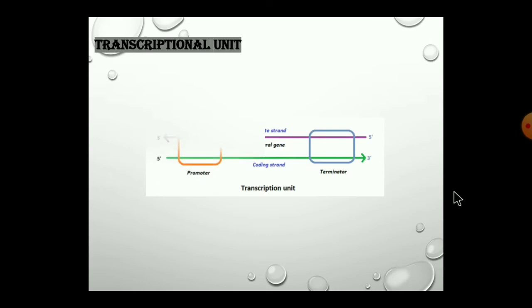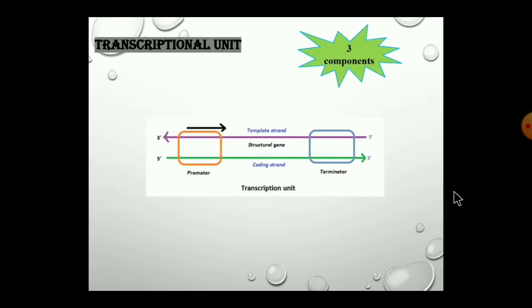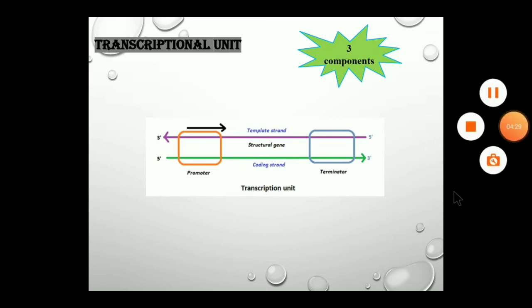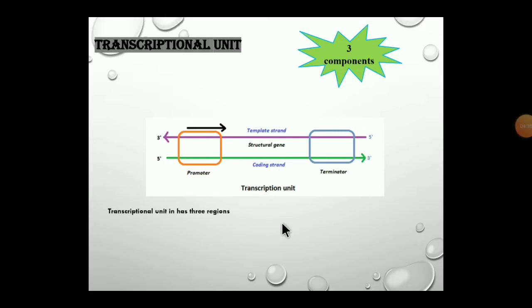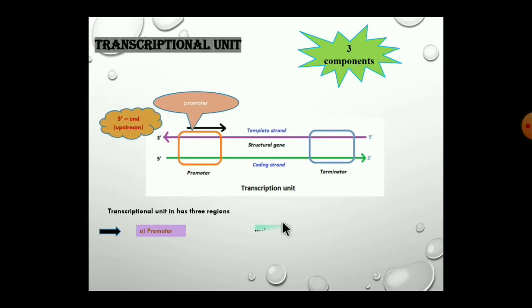Let us start with the transcriptional unit. The transcriptional unit has three components. The first one is the promoter, which is located at the 5 prime end, or upstream end, of the coding strand. We'll discuss later what the coding strand is.